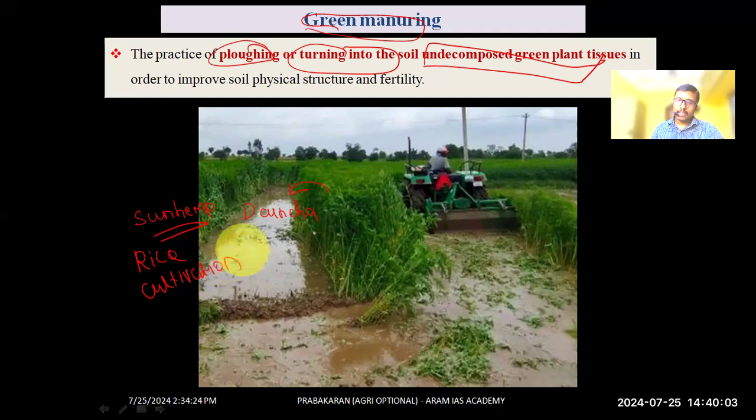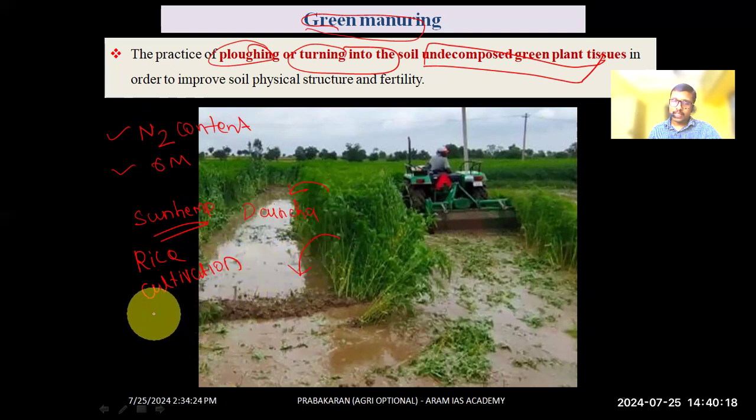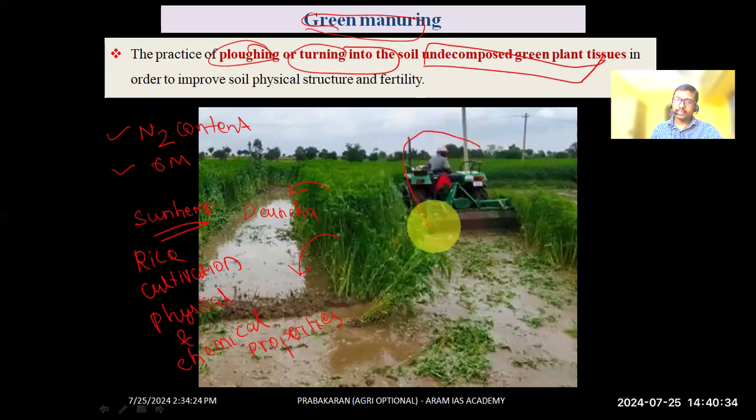Why was it done? It was done to improve the nitrogen content in the soil and to improve the organic matter. Apart from that, it also improves the physical and chemical properties of soil. We were using the tractor here to incorporate these green manure crops into the soil. So this was called green manuring.